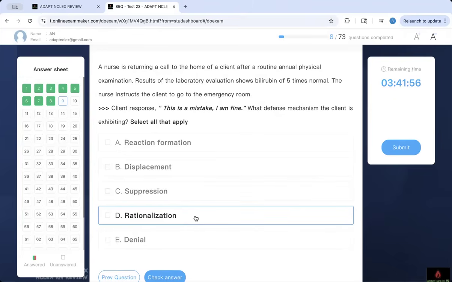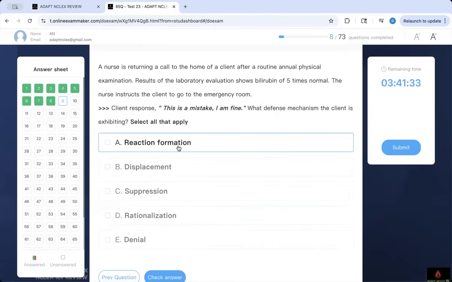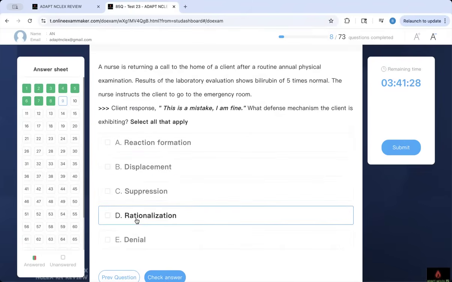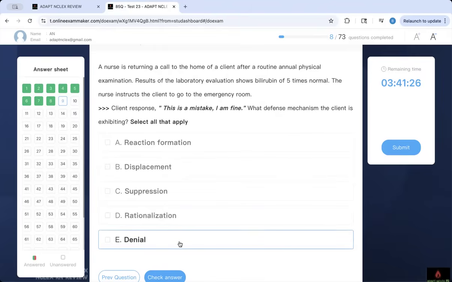Read it. Next, a nurse is returning a call to the home of a client after a routine annual physical exam. Results of the laboratory evaluation show bilirubin is 5 times normal. The nurse instructs the client to go to the emergency room. The client responds, this is a mistake. I am fine. What defense mechanism is the client exhibiting? Select or apply. Is this reaction formation? Is this displacement? Is this suppression? Is it rationalization? Or is this denial?